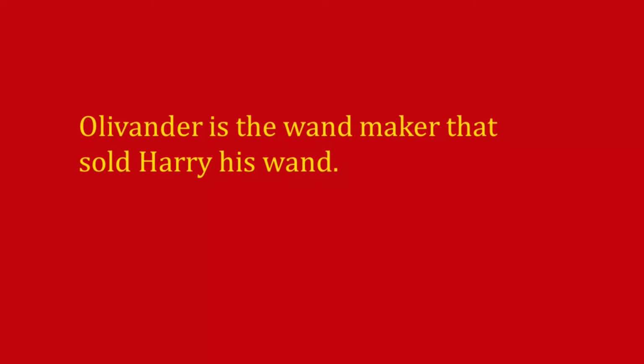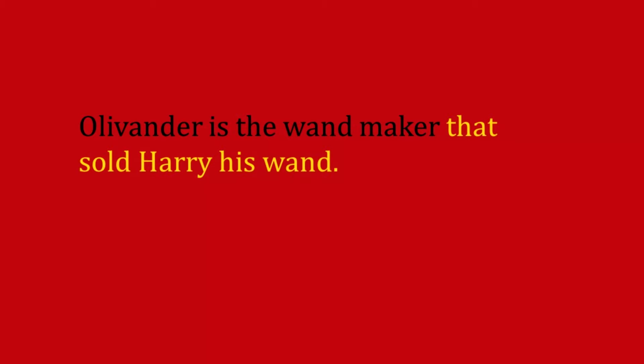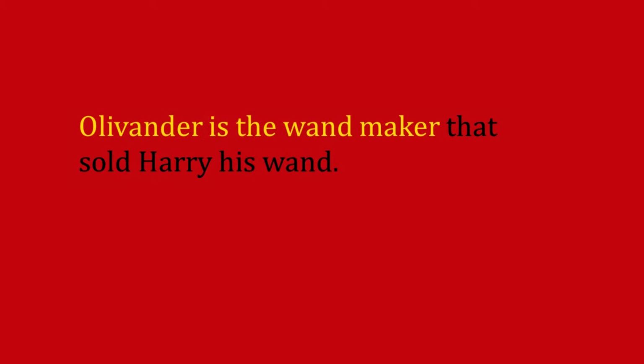In broad terms, a restrictive element is a group of words added to an independent clause that is essential to the sentence's meaning, often by using that. For example, in the sentence, Olivander is the wand maker that sold Harry his wand. That sold Harry his wand is an essential part of the sentence. While Olivander is the wand maker is an independent clause, the entire purpose of this sentence hinges on his definition as being the specific wand maker that sold a wand to Harry. That's why it's called a restrictive element. It doesn't require a comma because it is essential to the understanding of the sentence.